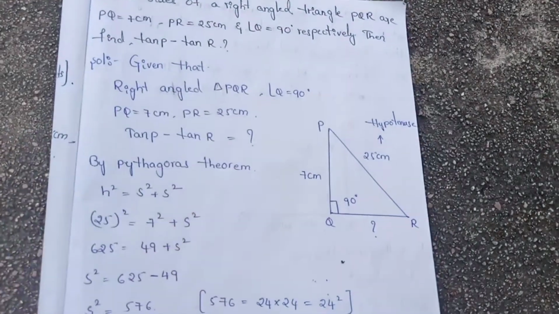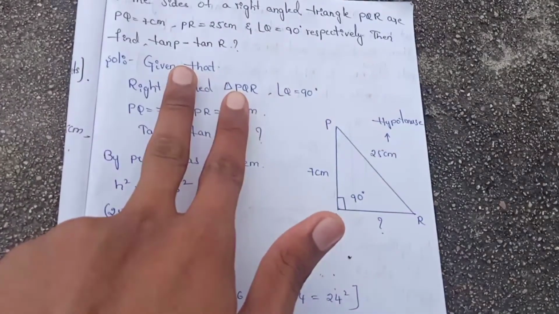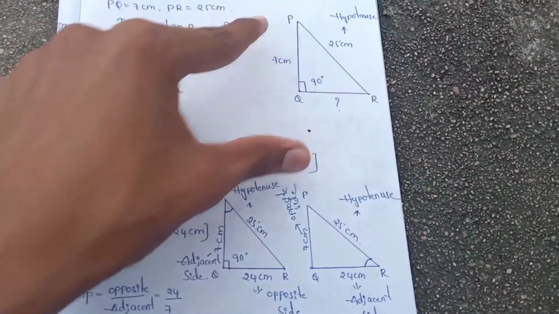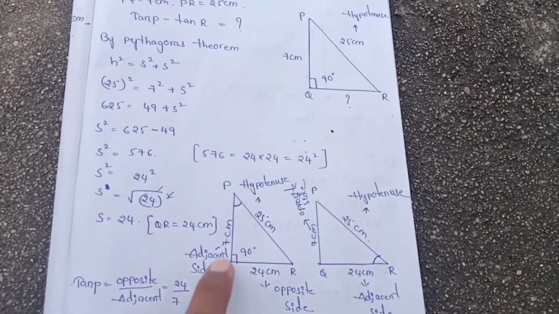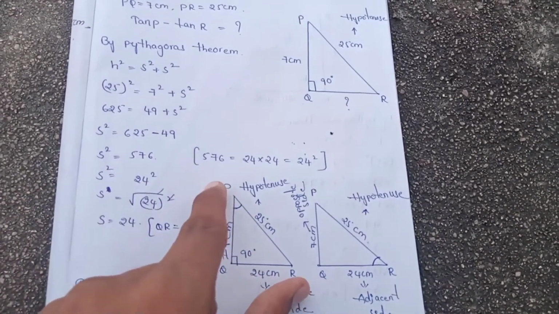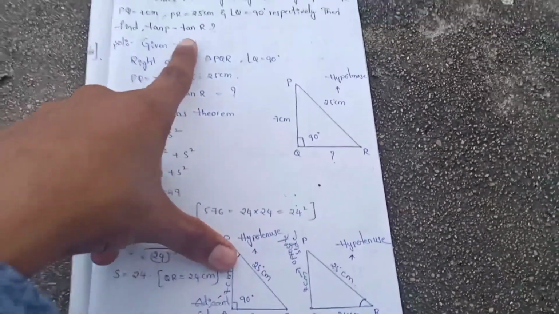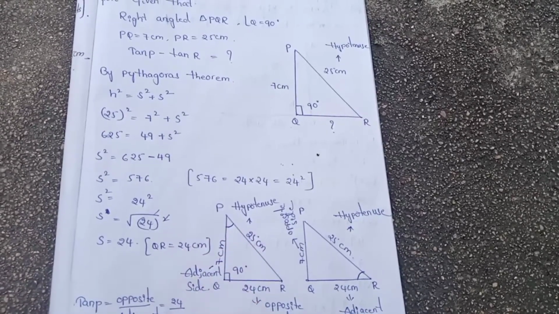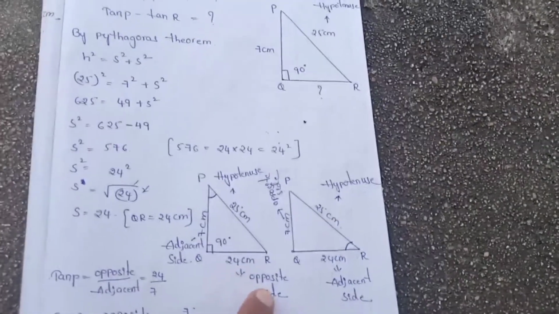What are the angles given here? Angle P and angle R are given. So two angles are given here, so we have to draw two triangles. See, PQR, as it is, we have to draw this triangle and write QR 24 centimeter, PQ 7 centimeter, PR 25 centimeter. We already know that PR is the hypotenuse. What is the angle given here? P. By pointing out P, we have to write the opposite side and adjacent side. See, opposite to P, QR is the opposite side.